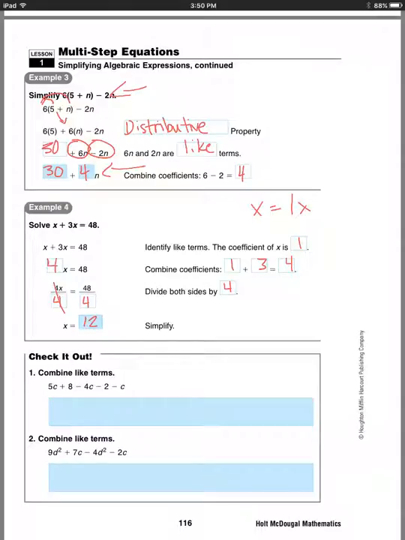Okay? So your check it outs look a little bit easier than examples 3 and 4. So hopefully you can get those done fairly quickly on your own. They go along with example 2. Both of them go along with example 2. Okay, they're a little bit trickier than example 1, but they seem to measure with example 2. So work on those and then get started on your lesson.